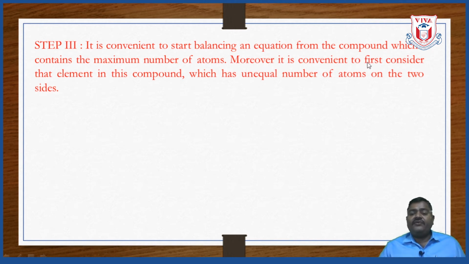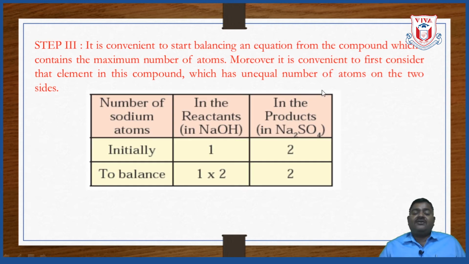Moreover, it is convenient to first consider the element in this compound which has an unequal number of atoms on the two sides. Here there is NaOH and Na2SO4. Na2SO4 has 2 sodiums, NaOH has 1 sodium initially. To balance, I will multiply by 2, then 2 ones are 2, so it will become balanced.